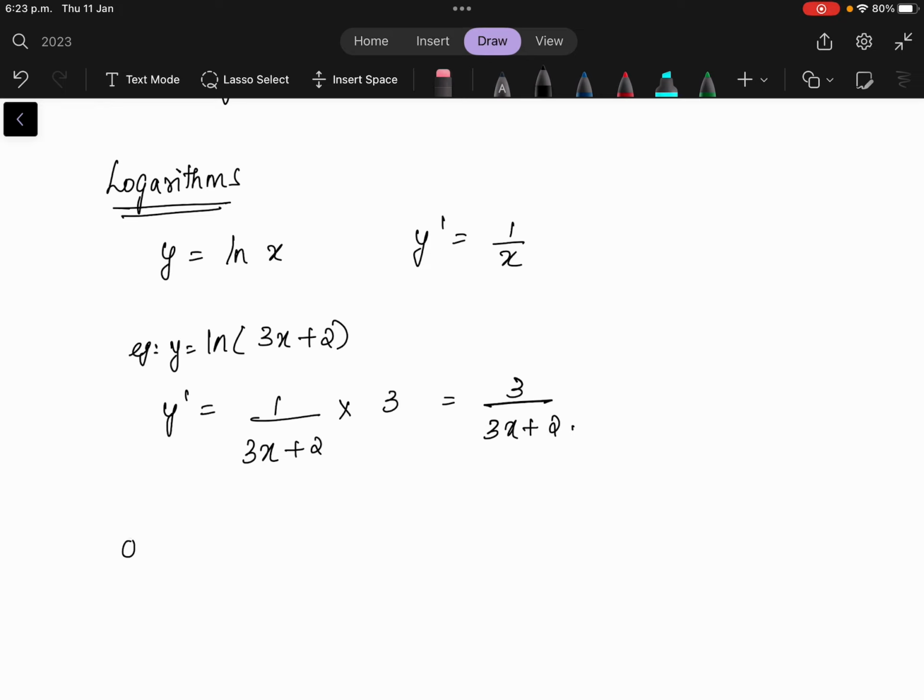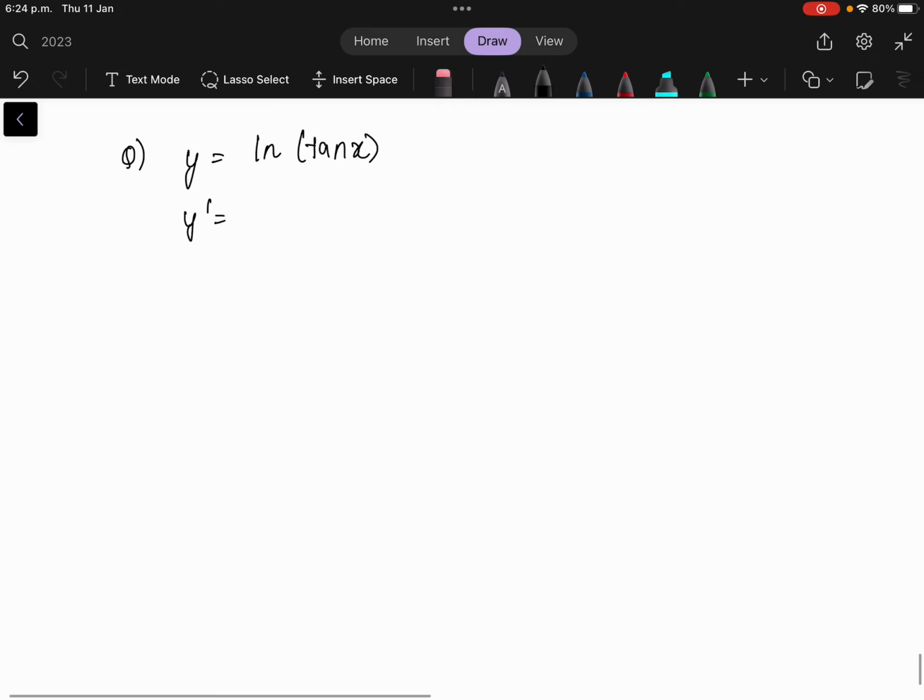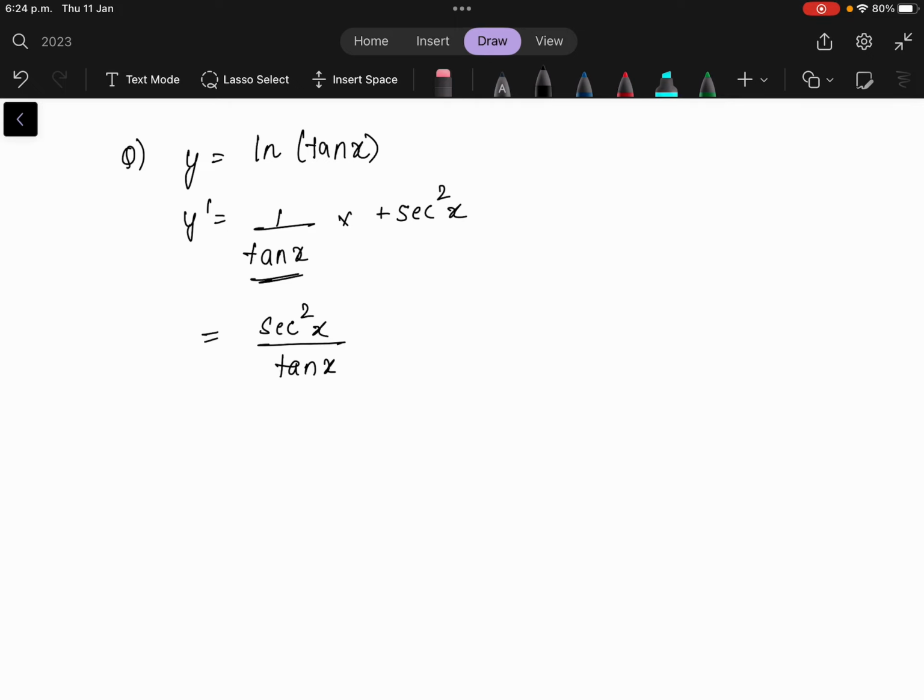Another question, y is equal to ln tan x. y dash will be equal to 1 over tan x, and since this is not just x, you differentiate that again, so it will be sec squared x. So that is equal to sec squared x over tan x. You can even further simplify this. Sec squared x can be written as 1 over cos squared x, and tan x can be written as sin x over cos x, and when you move it to the top, it will be sin x.